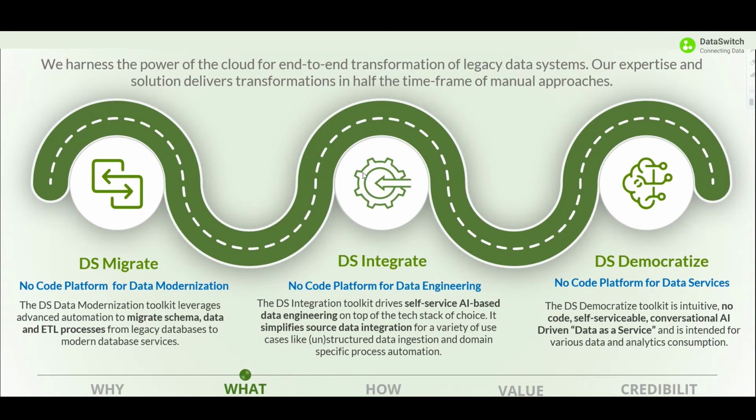DataSwitch offers a no-code platform for digital data transformation, which covers the data journey from end to end. DataSwitch incorporates three pioneer toolkits: DS Migrate, DS Integrate, and DS Democratize. The DS Migrate is a no-code platform for data modernization, which provides legacy modernization. The DS Integrate is a no-code platform for data engineering. It is a self-servicing AI-based data engineering tool. The DS Democratize provides conversational AI-based data services through which users can expose data for different consumption.